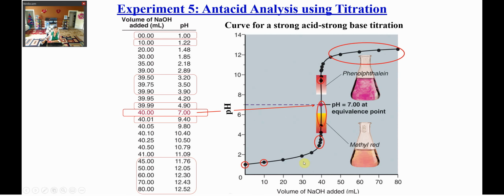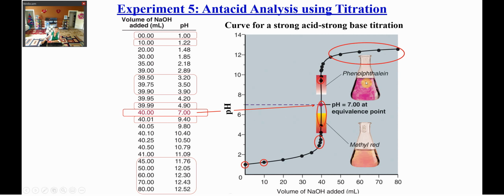Whenever you have strong acid and strong base in equal amounts, so you have 40 milliliters of the sodium hydroxide, you find your pH reaches 7. This 7 is your equivalence point. And then you add one more drop, 0.1 milliliters of the strong base. You see a dramatic color change.